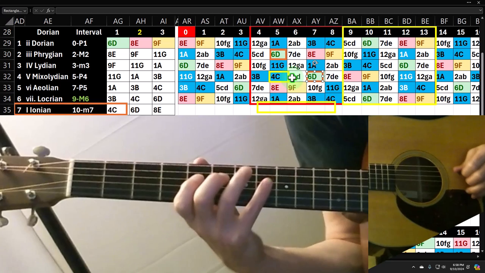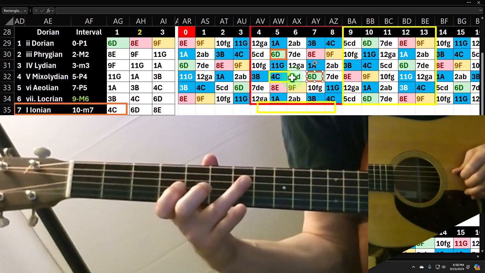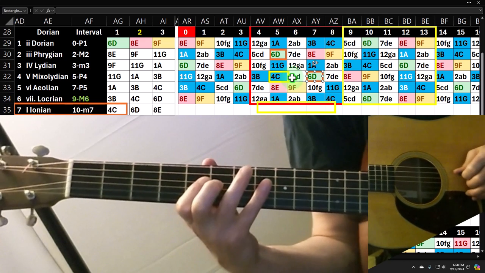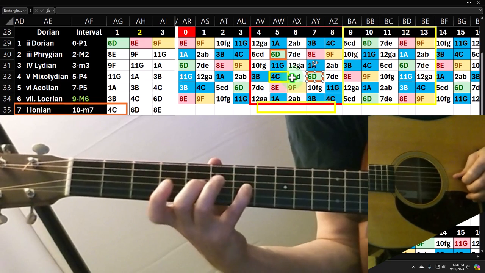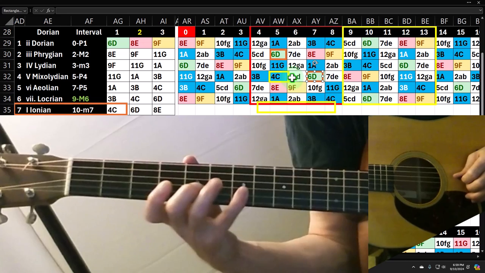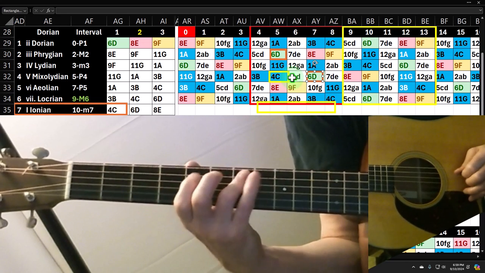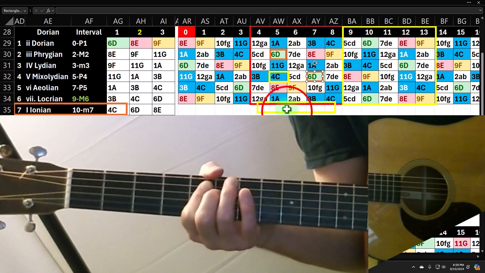8, 7, 6, 5, 4, 3. Whoop, what did I do? It would be 8, 7, 6, 5, 4, 3, 2, 1. All right, going back and forth gets a little wonky sometimes here.